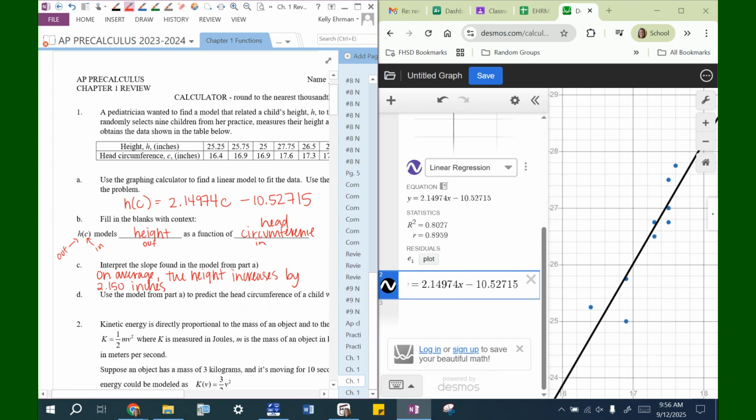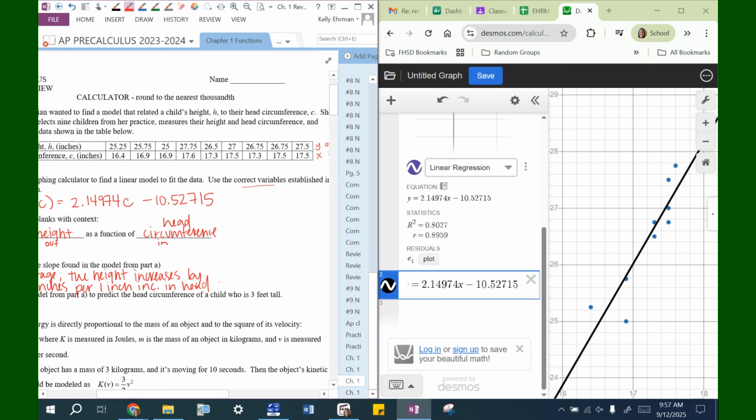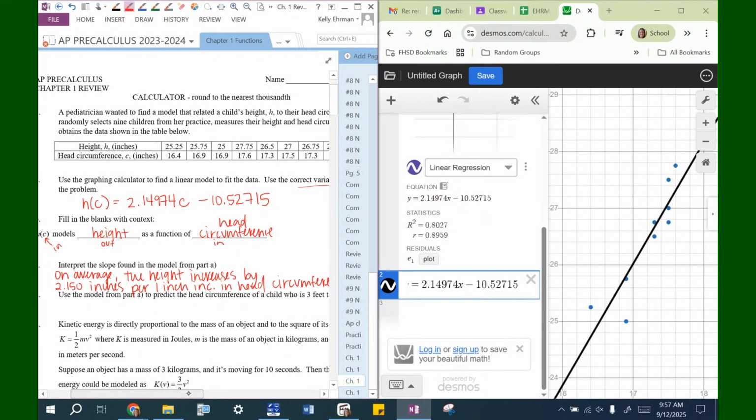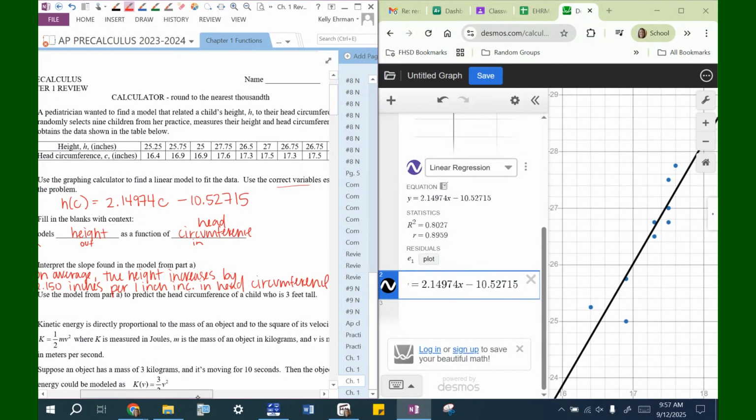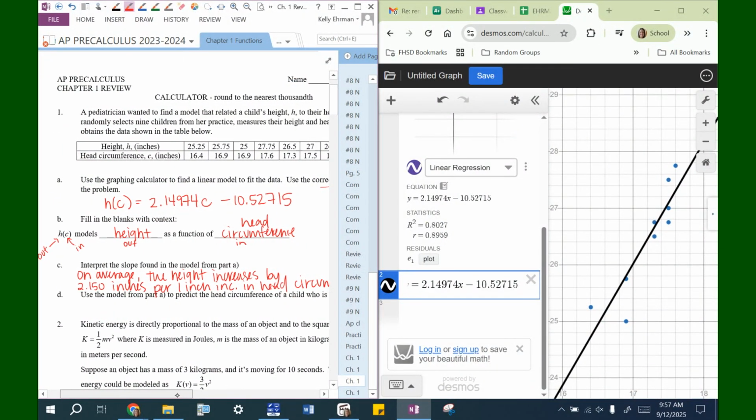Now instead of inches per inch, I might say per 1 inch increase in head circumference. It's not wrong to say inches per inch, but they're different measurements. So inches in height per inches in circumference, or something. But I'm just writing it out like this. So on average, the height increases by 2.15 inches per 1 inch increase in head circumference. So as the head gets bigger, height gets taller.